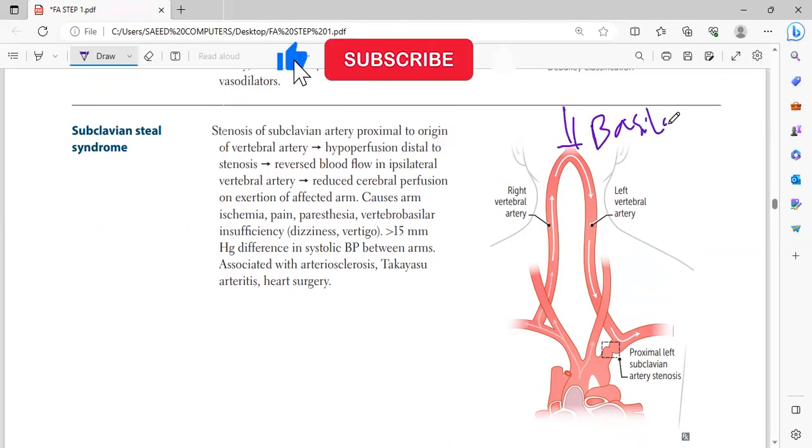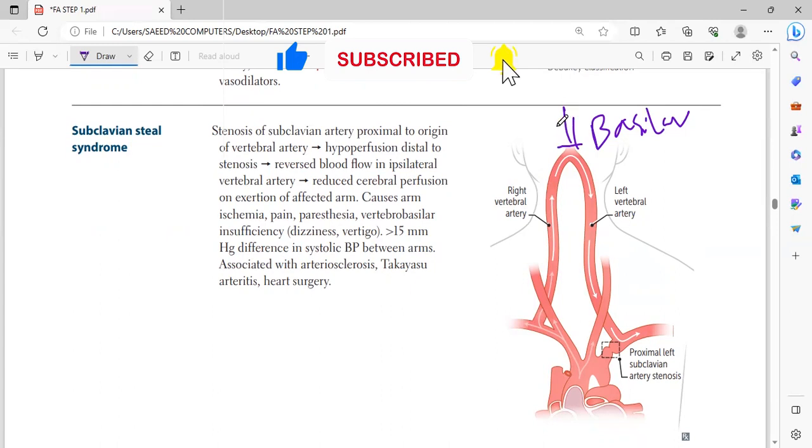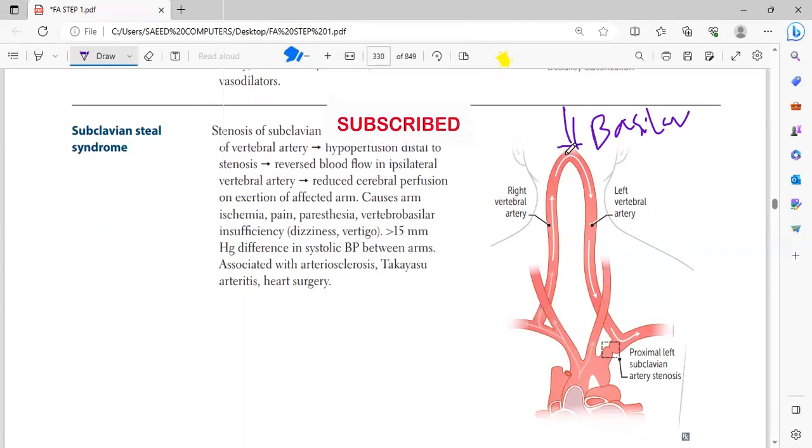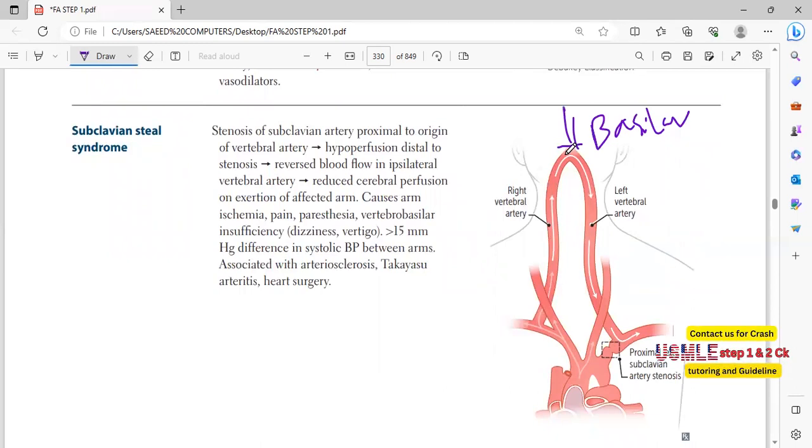They will form the basilar artery, and then the basilar artery will supply your hindbrain. It will supply the medulla oblongata, pons, cerebellum, midbrain, like that. Okay. So if you have stenosis here, normally there is no issue.